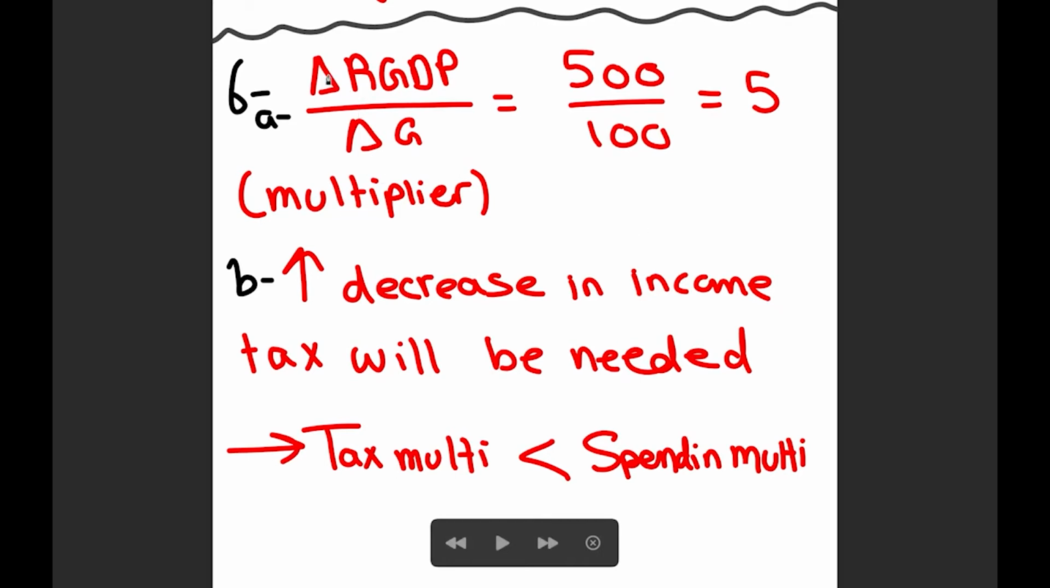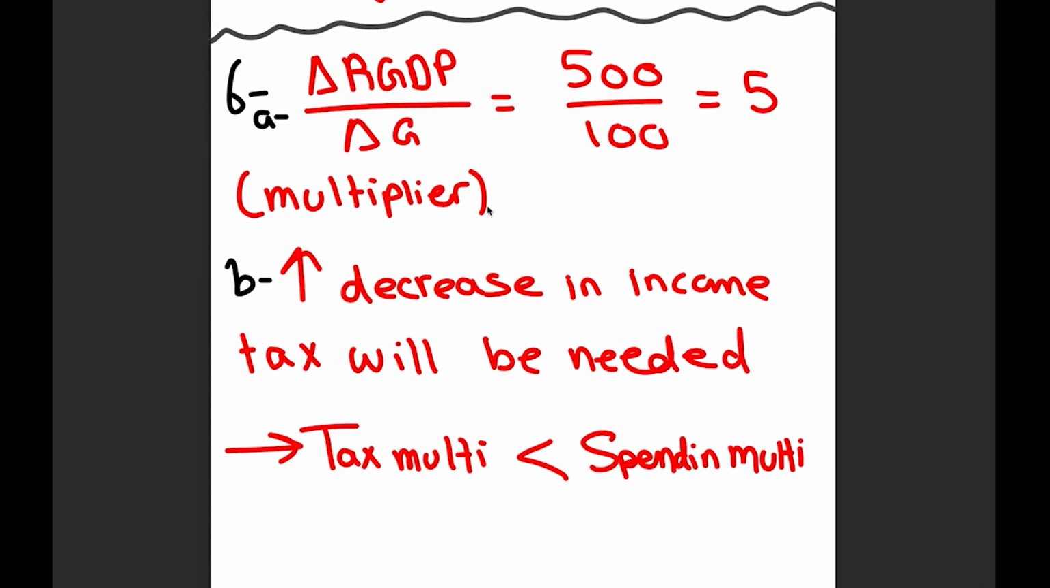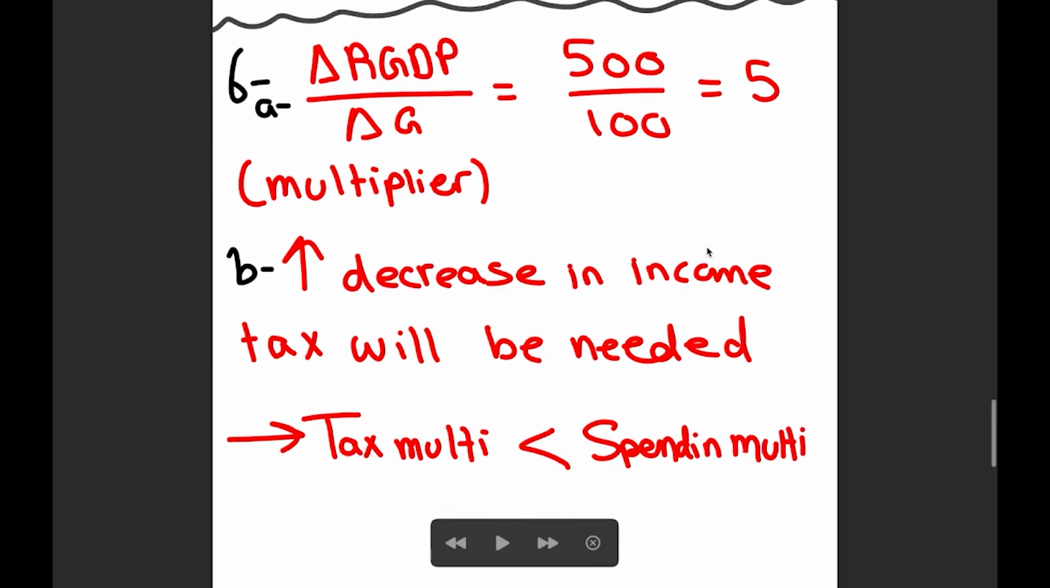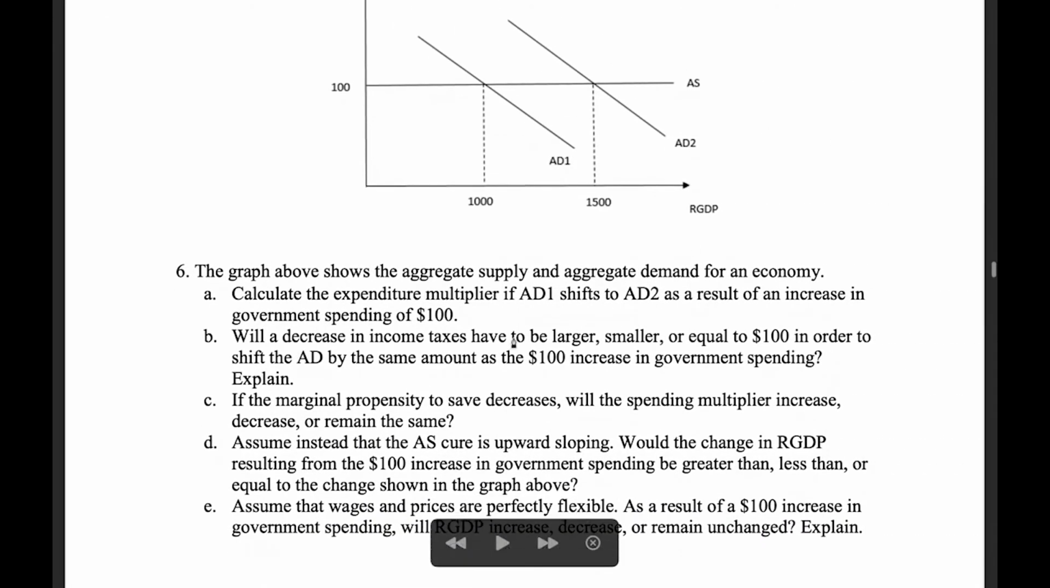So, I do change in RGDP over the change in G. They already gave us the change in G, which is 100. And with the graph, I can find the change in RGDP, which is 1,500 minus 1,000. I put it in this equation, I put 500 over 100, and I get 5. That's my multiplier. Now let's move on to B.